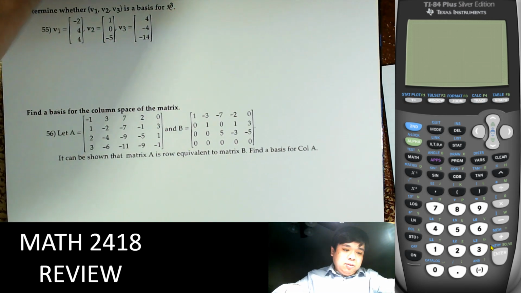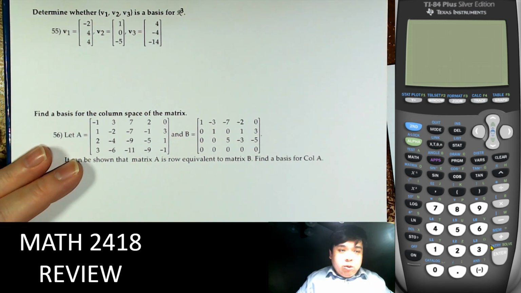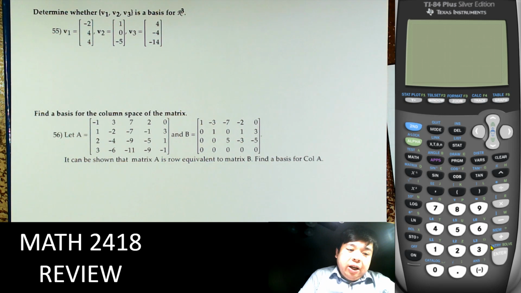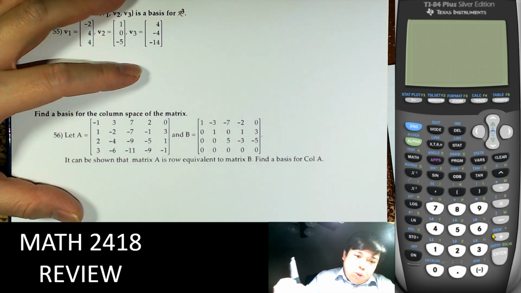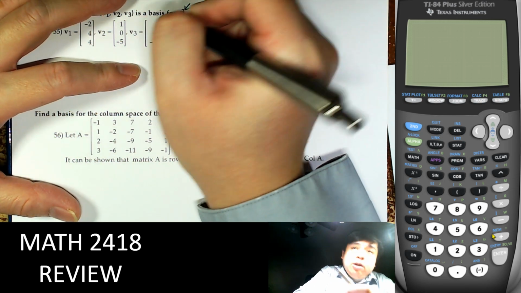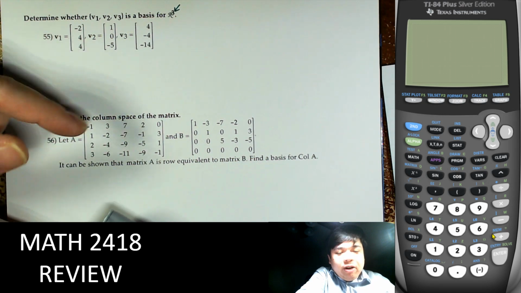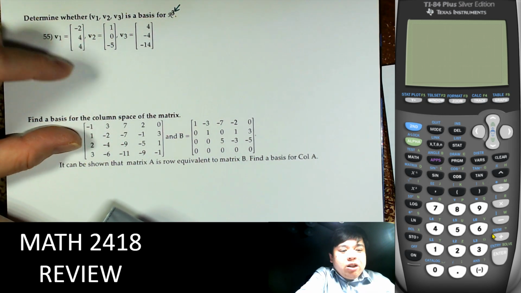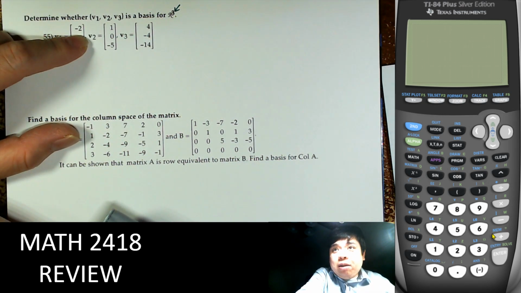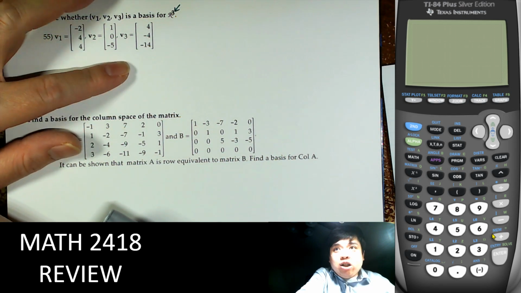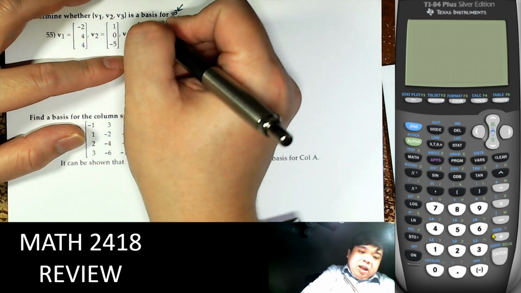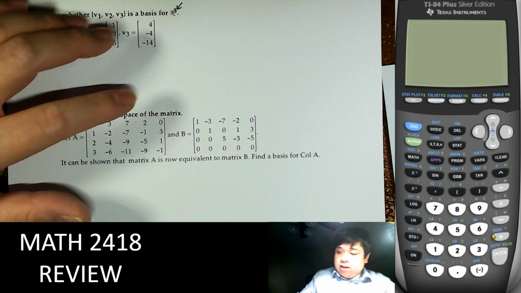Next, determine whether V1, V2, V3 is a basis for R3. Well, first of all, when we look at this, we see there are 3 vectors. So a basis in R3 requires 3 vectors. So that's good. We have 3 vectors. So all we need to do is make sure that the vectors are linearly independent, or that the vectors span. So the basis has 2 properties, 2 boxes to check.